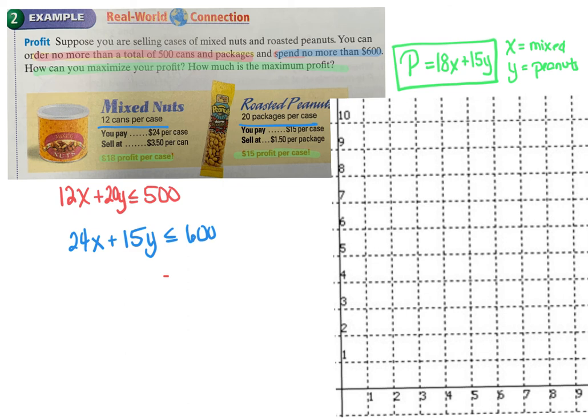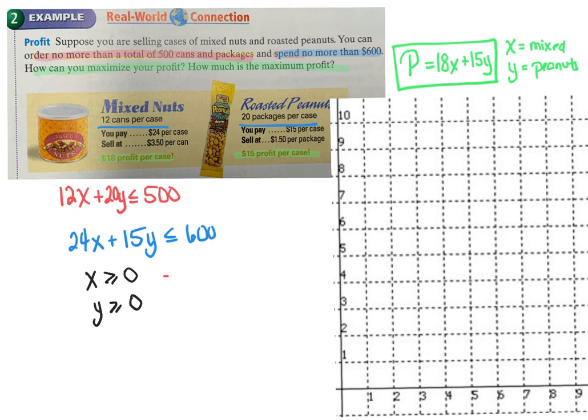The other constraints are understood, okay? You only see a first quadrant here. So you have understood constraints. The understood constraints here are that you're not going to have a negative amount of mixed nuts and you're not going to have a negative amount of roasted peanuts.